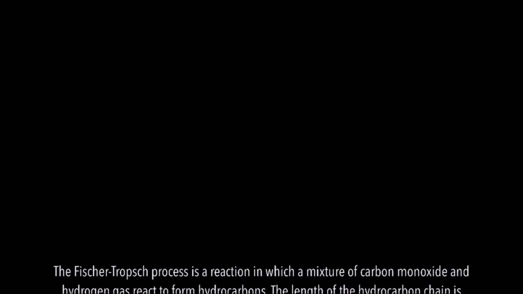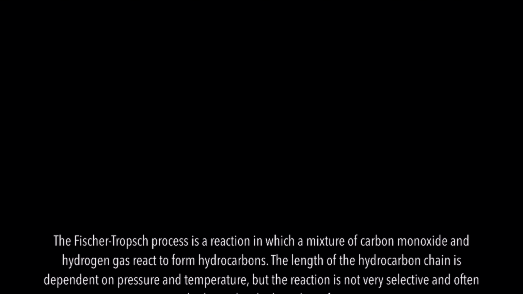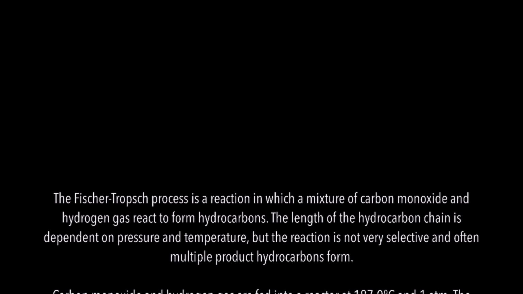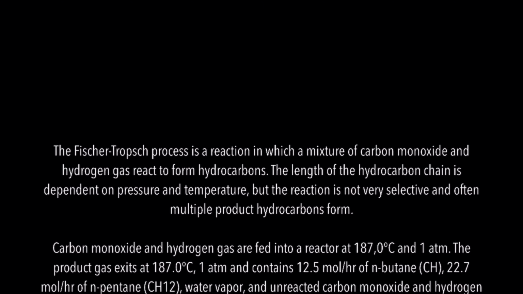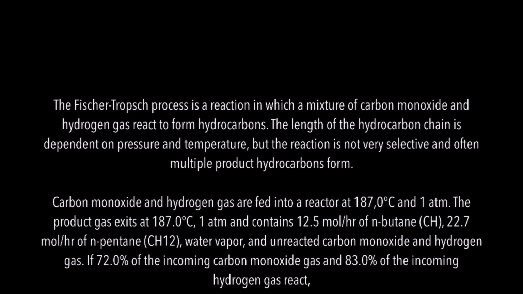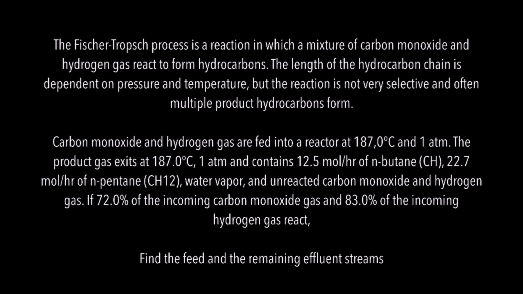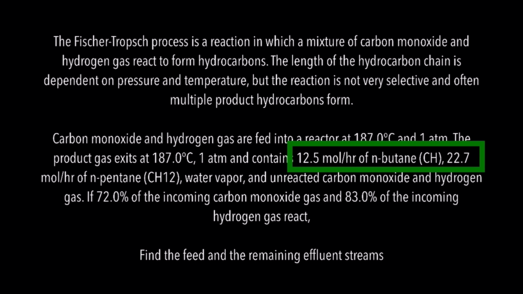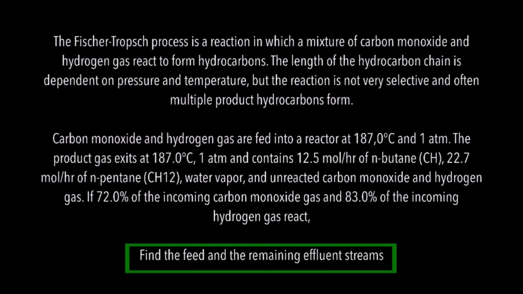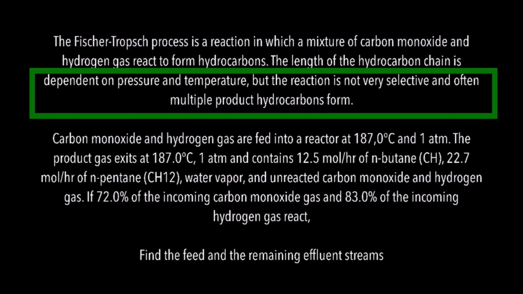The Fischer-Tropsch process is used heavily in industry when we want to convert carbon monoxide and hydrogen gas. In the second paragraph, it describes that we have a feed of unknown stream and a product of unknown stream, but given two products, which are butane and pentane, at 12.5 and 22.7 respectively. From the product streams we are asked to calculate the feed streams in addition to the remaining product streams, keeping in mind that we have a reaction producing multiple products. It's not a selective reaction.